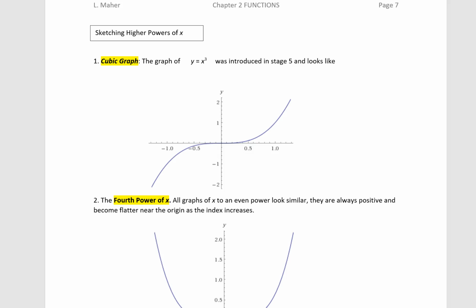I've grouped this next lot of functions according to powers of x. And while I've said here that we're going to look at sketching functions with higher powers of x, I've included some where obviously now we've got x to the power 3, and then we're going to do x to the power 4 and make some conclusions about other higher powers.